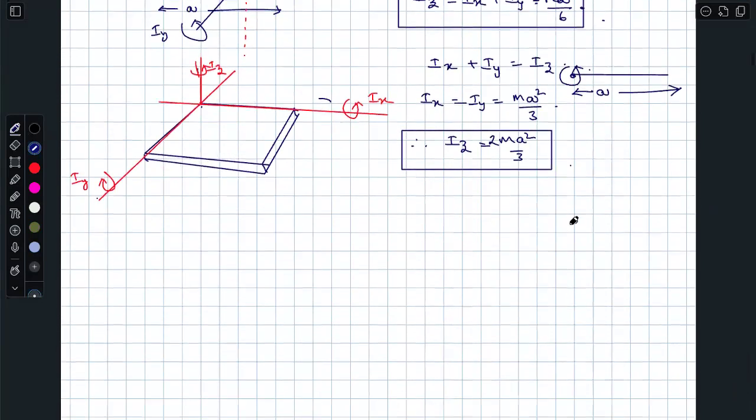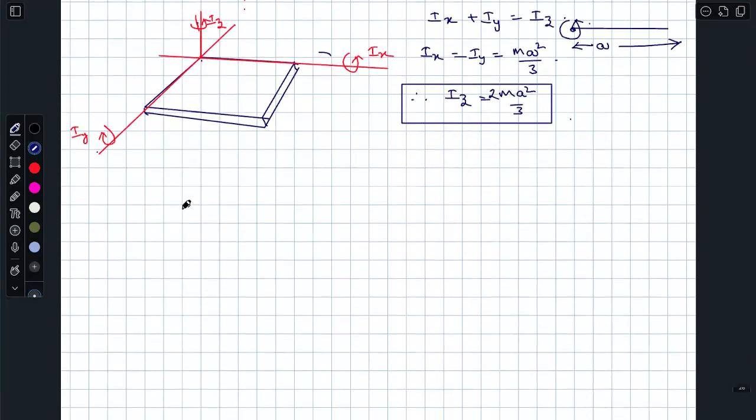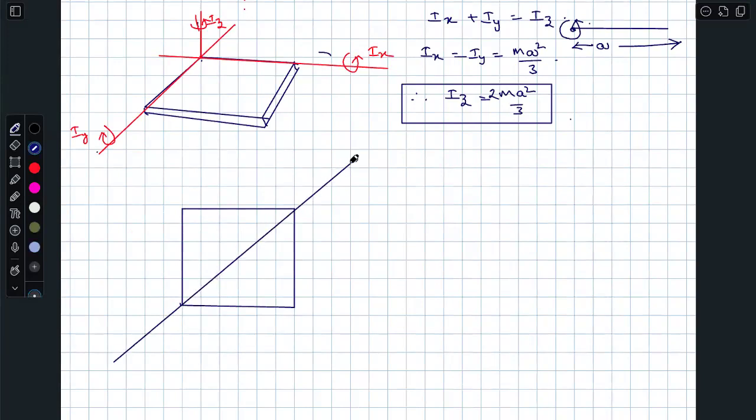Right. And one more important observation is that for this square, it is passing through the center. So I want the moment of inertia about the diagonal.